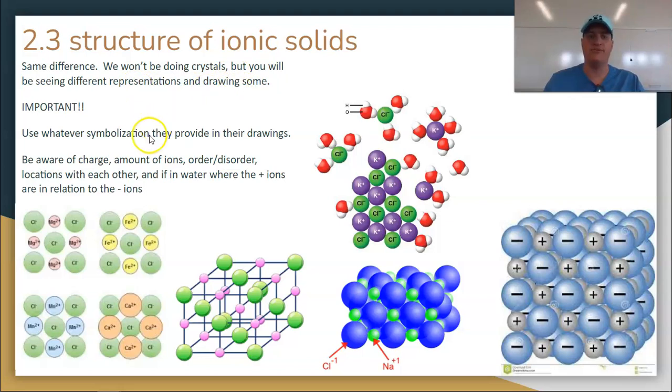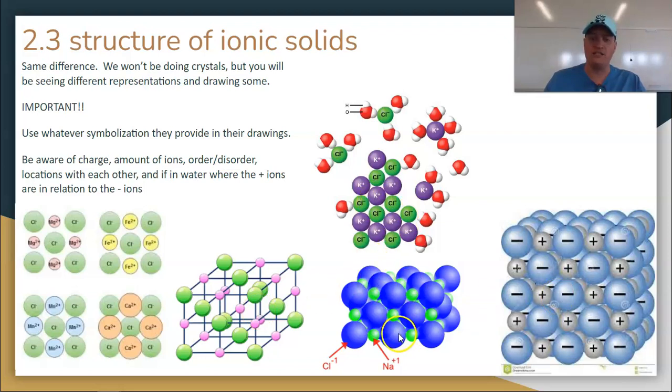We will be drawing some. Use whatever symbolization they provide in their drawing. So, for example, if this is showing magnesium and chlorine like this and iron and chlorine like this, and you need to have them switched out, show them as they've been shown. So if they show manganese being larger, make it larger. Calcium being larger, make sure you draw it larger. This ball and stick model may be shown probably as a representation, but usually don't draw them these ways. Usually these are common types of ideas.